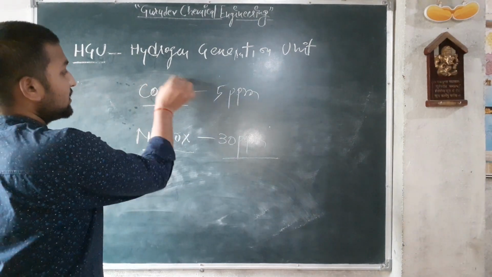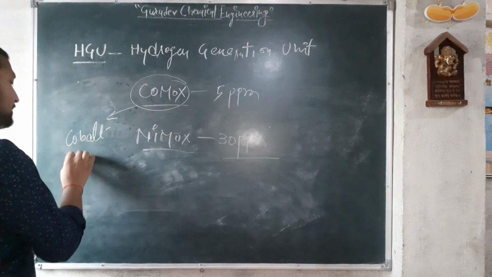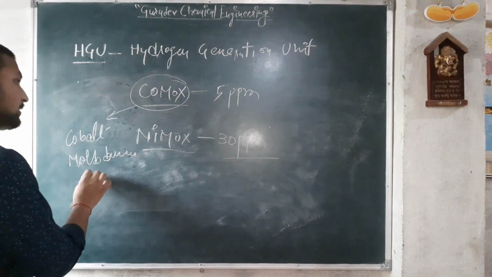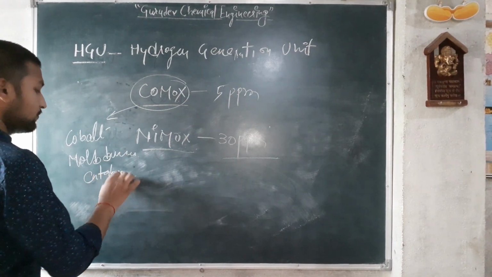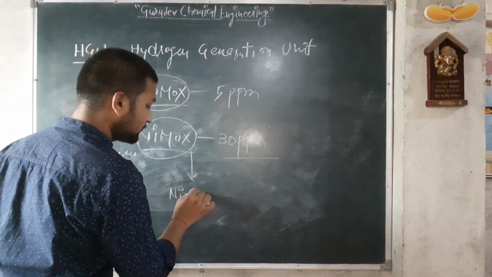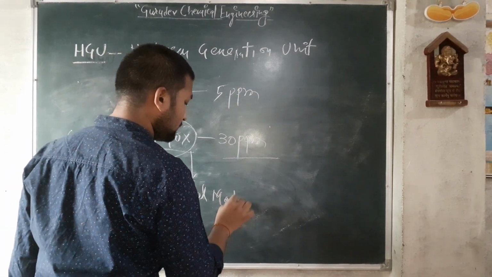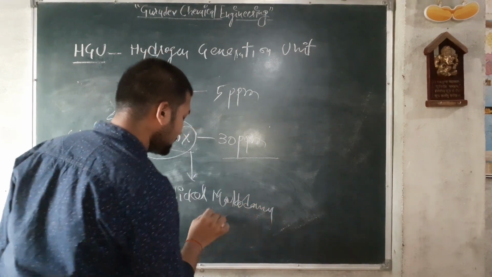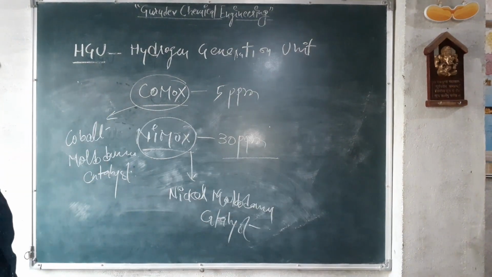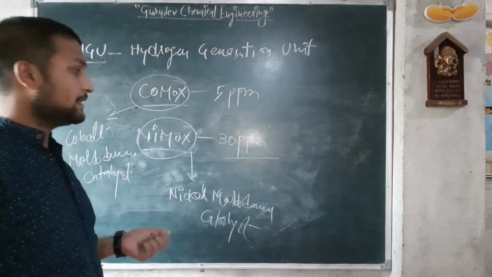Comox basically stands for cobalt molybdenum catalyst, and Nemox stands for nickel molybdenum catalyst. So this is our catalyst which is used in this unit to remove the sulfur contents.